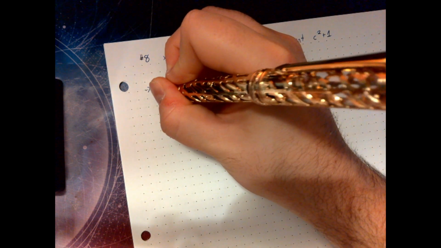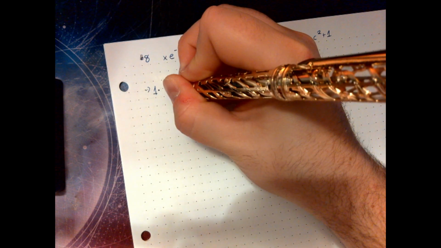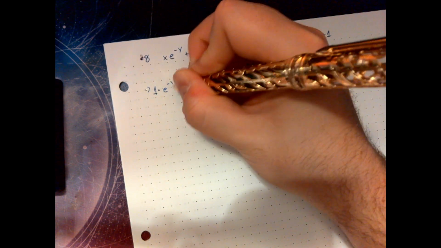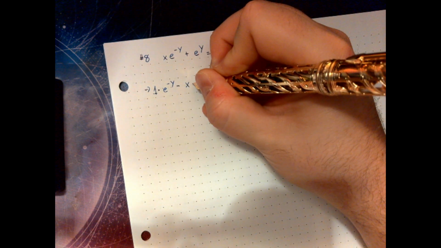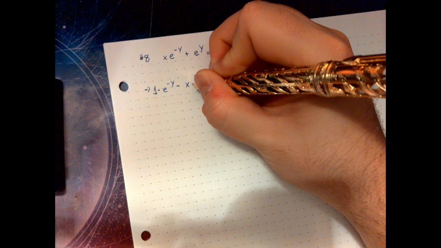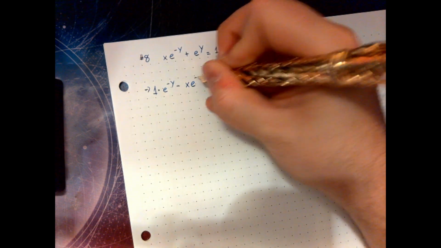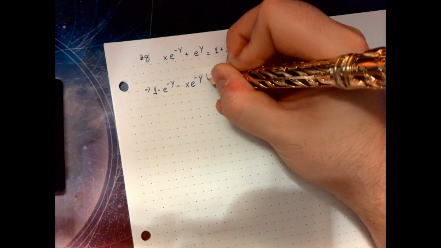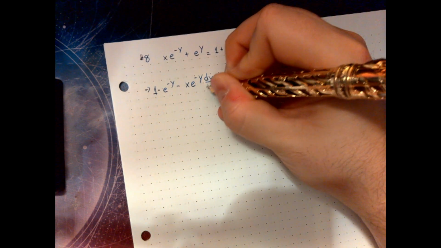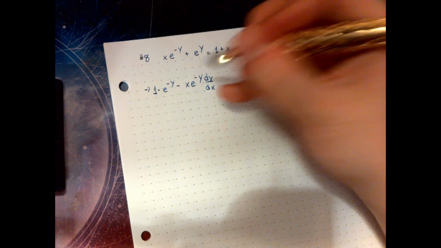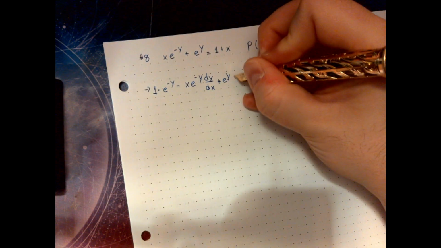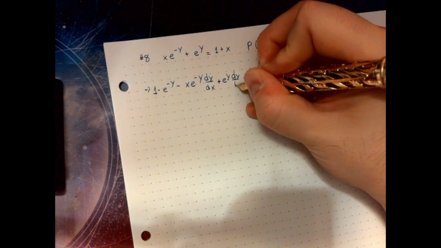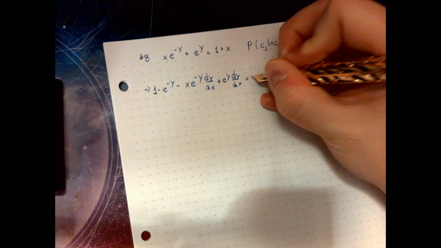So I get 1 times e to the minus y, minus x times e to the minus y, and then dy/dx for my first implicit differentiation, plus e to the y dy/dx is equal to 1.